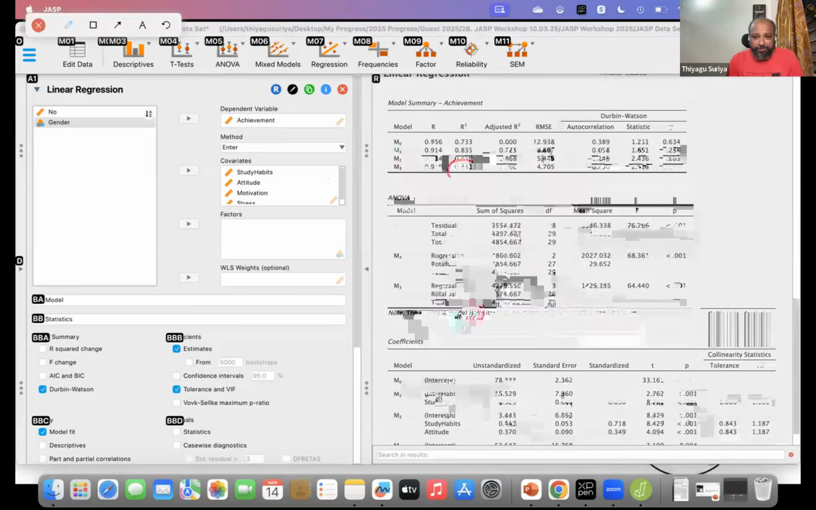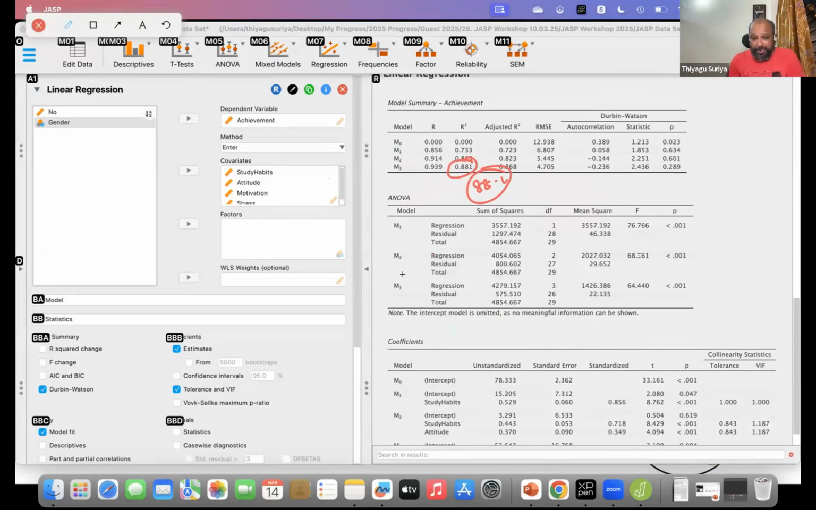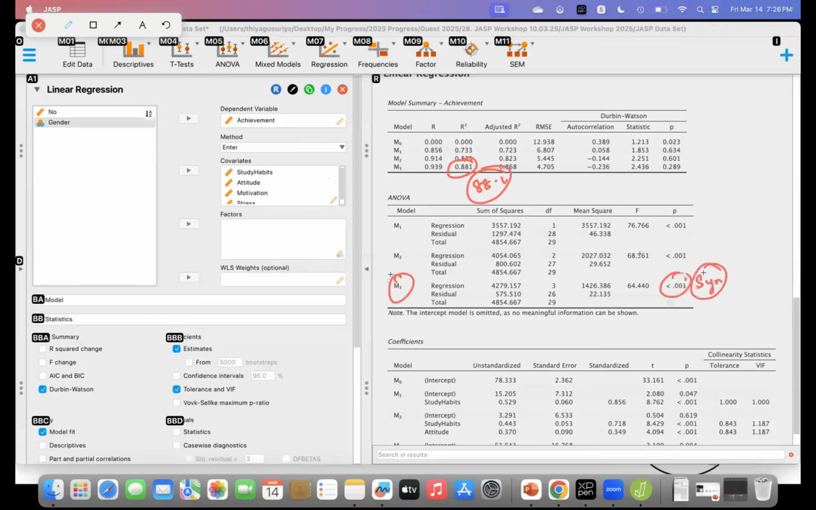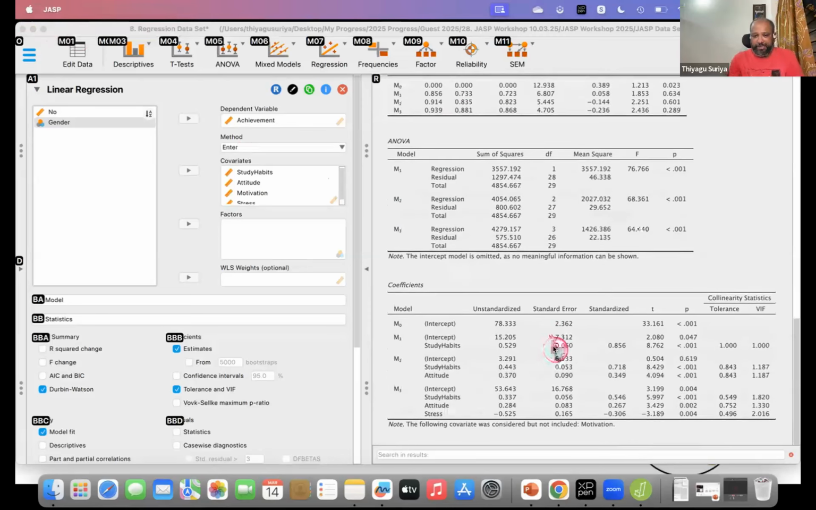What is the R square value? 88.1. 88.1% of the variance in the dependent variable is influenced by the independent variables. Then take this M3. What is our p-value? Significant. Then what are the results? There is a significant contribution of study habits, then attitude and stress. Then now we can see this case. What is the final output?